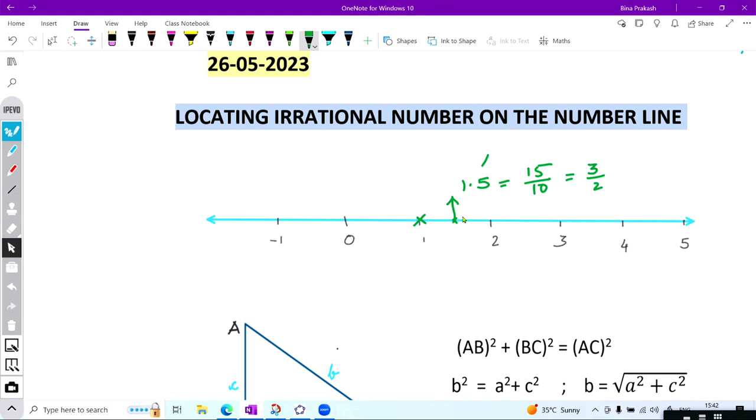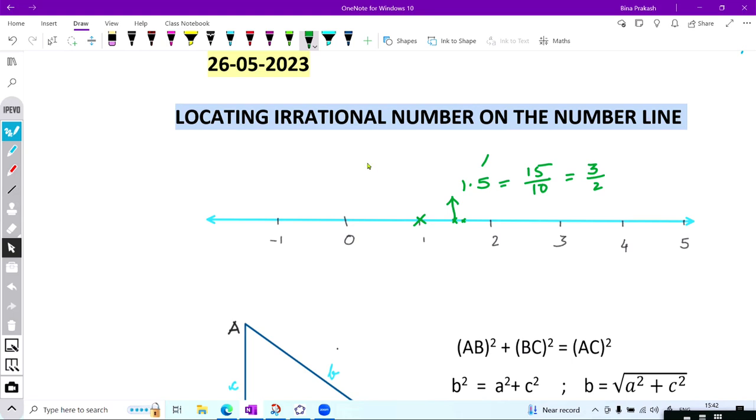Fine. So likewise, we could manage to mark some points on this. Like you take a point nearest to it, it may be 1.7. So it's a number between 1.5 and 1.7. You can still mark some numbers. But what are we actually marking? We are marking certain numbers which we could express in the form of decimals, and those decimals are terminating decimals.